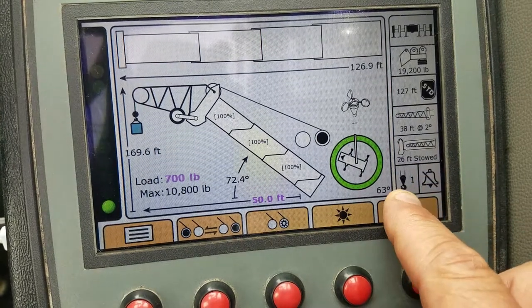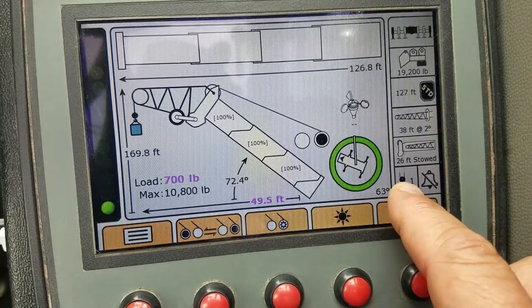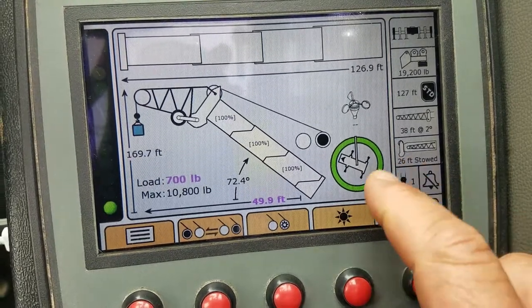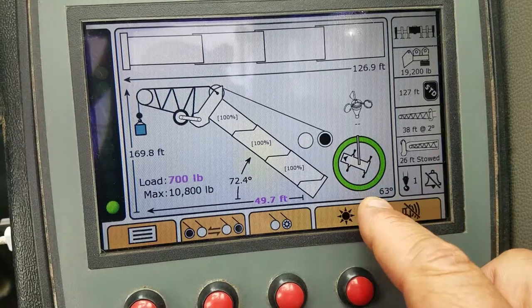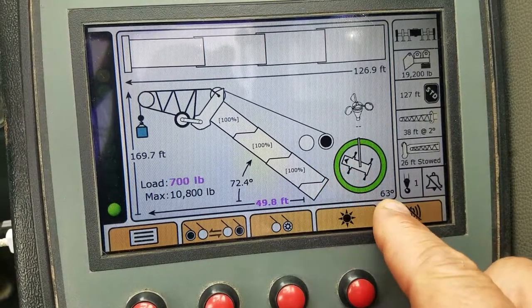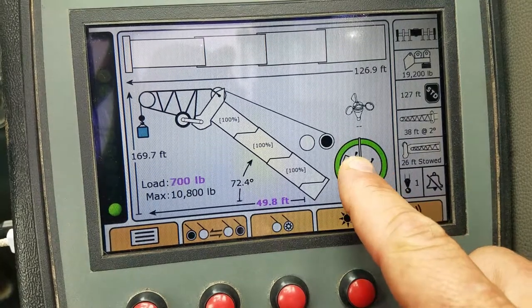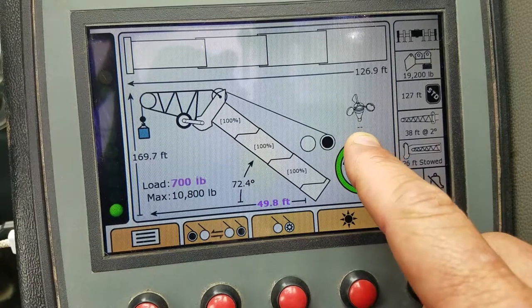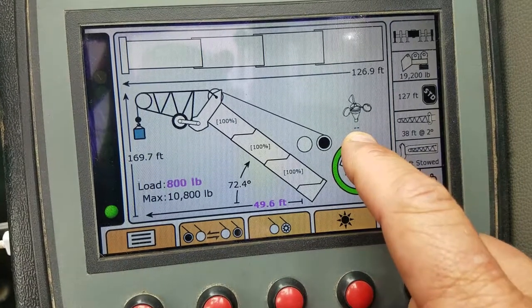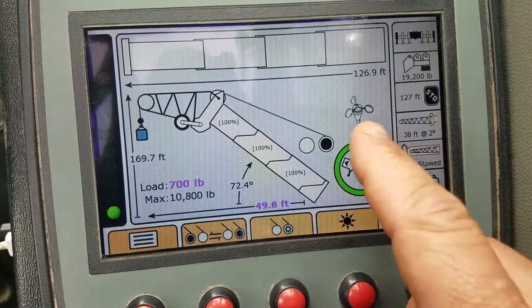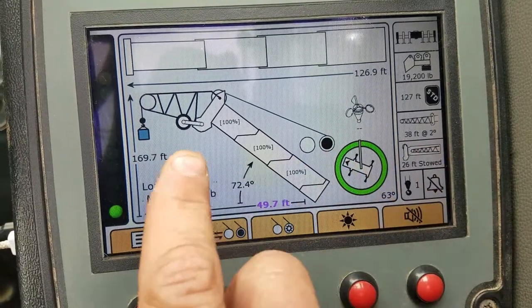And this tells you how many parts of line you got. I just have a headache ball on there, so I just have one part. This tells you your slewing angle compared to over the front, which is zero. So right now I'm at 63, kind of hanging over the side. This is a wind indicator. If I had an anemometer on there, it would tell me the wind speed, but I don't. I don't know where it is. Didn't come with one.